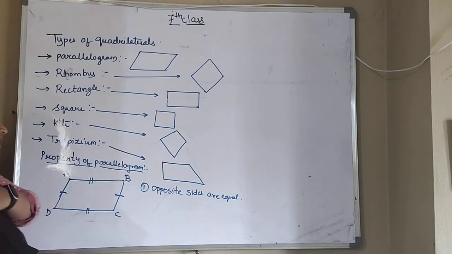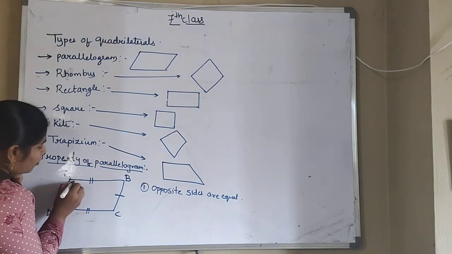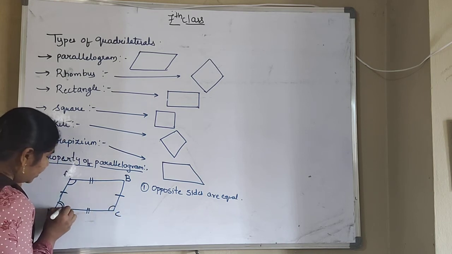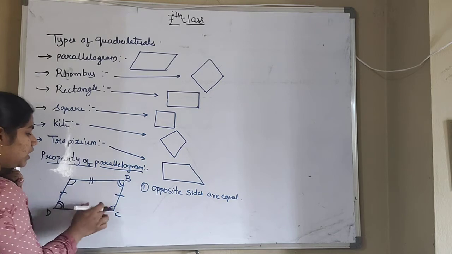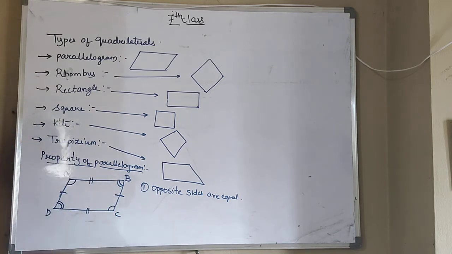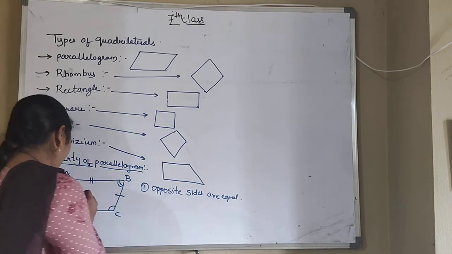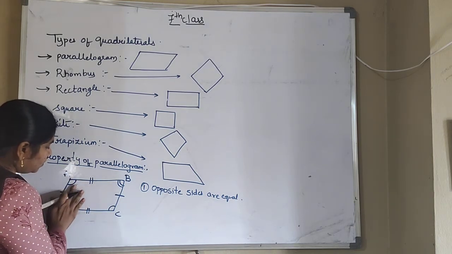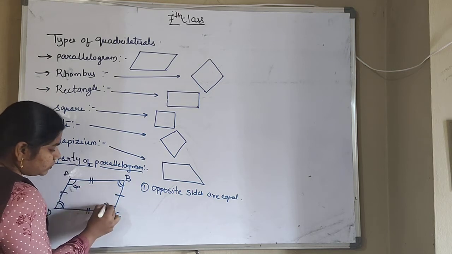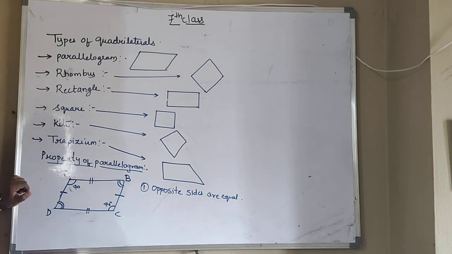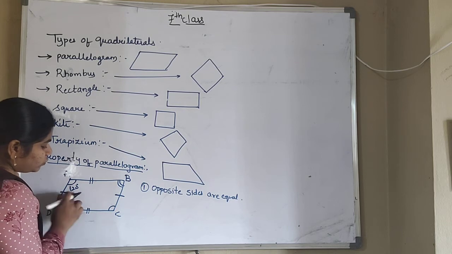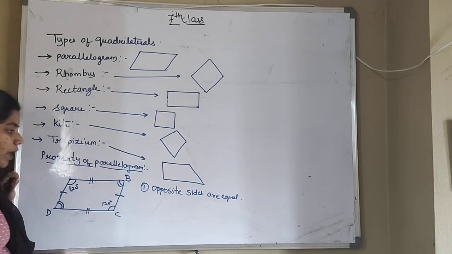Next, opposite angles will be equal. So what are the opposite angles? Angle A is opposite to angle C. Angle B is opposite to angle D. So these are the opposite angles, and always the opposite angles will be equal. So if it is 60, if it is 70, this will also be equal to 70. In the same way, this part: if you take it as 120, this will also be equal to 120.